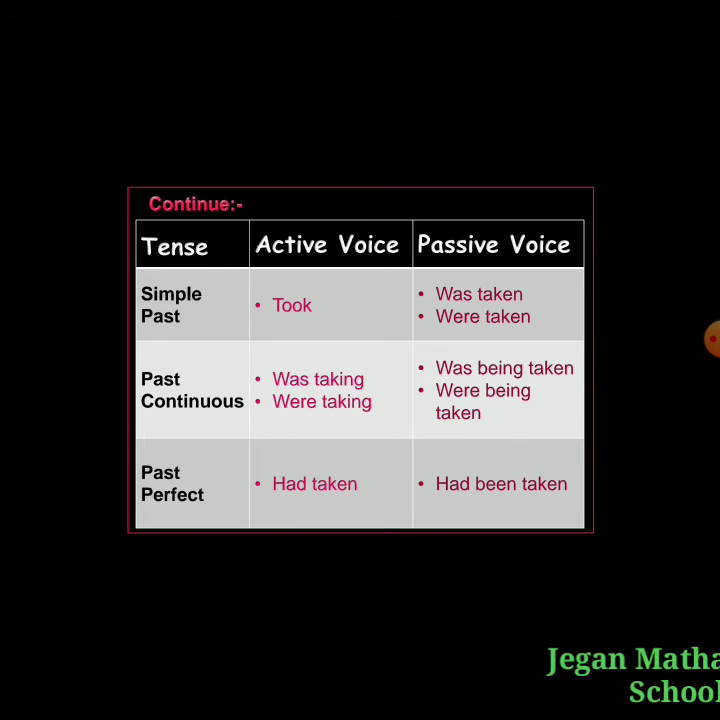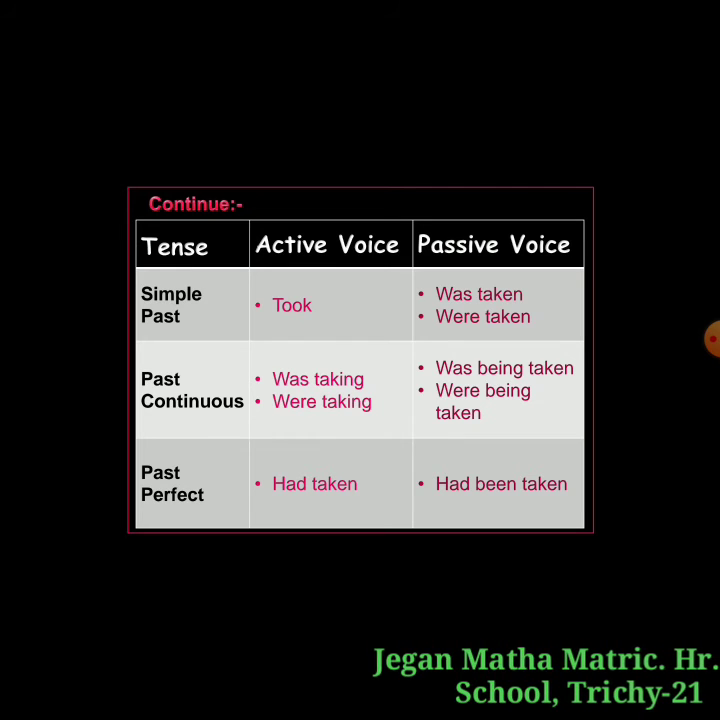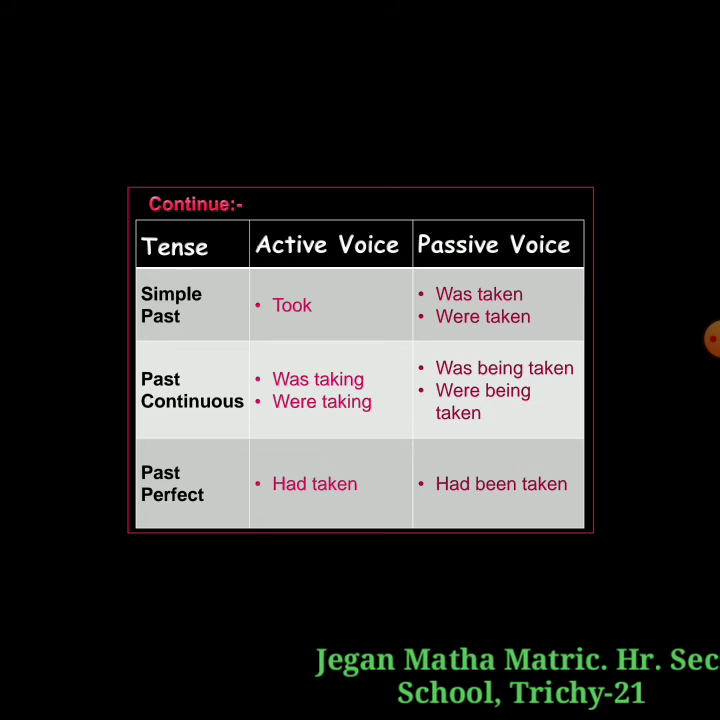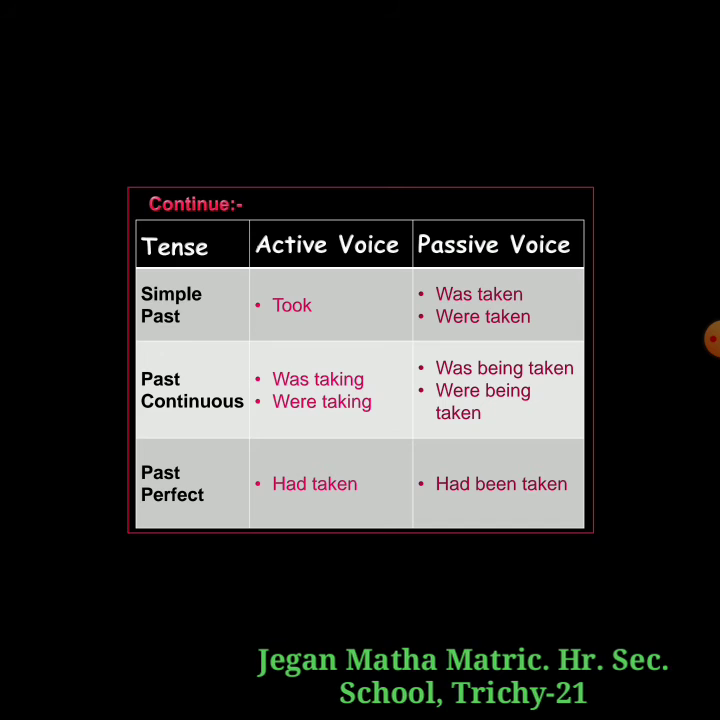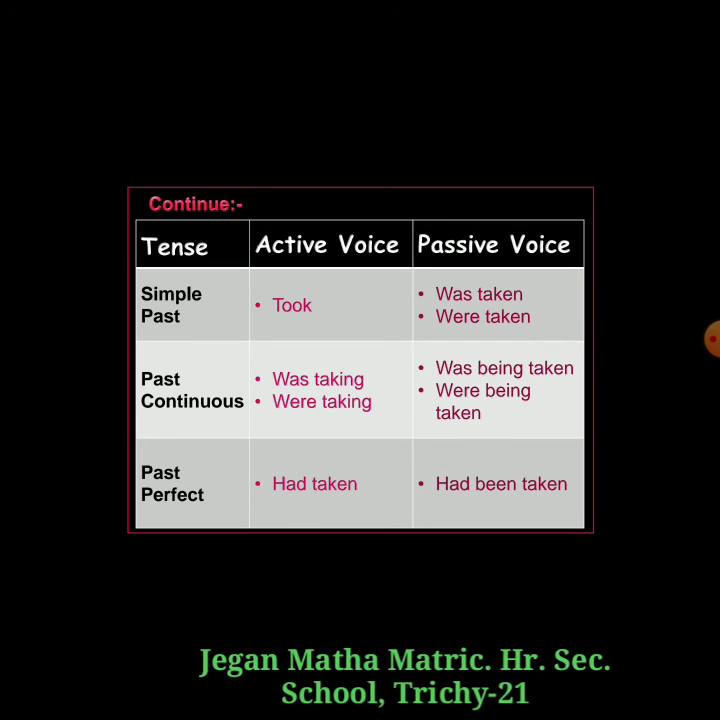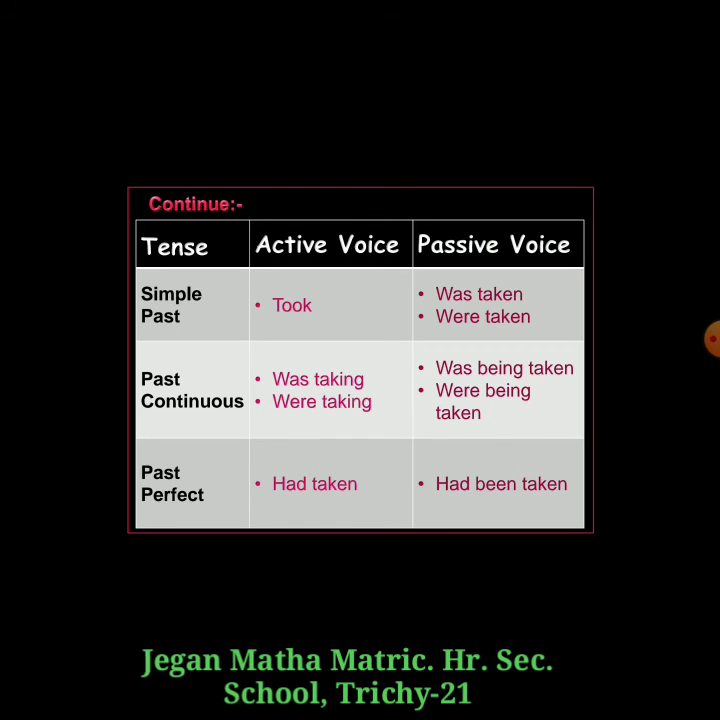Past continuous: how did you learn present continuous? The same rule, there is, am, are, but here was and were. Was taking, were taking. Was being taken, were being taken. For example, he was writing a test. A test was being written by him. He was taking the book. The book was being taken by him. Were being taken. Okay.